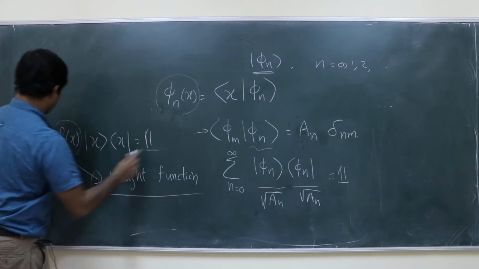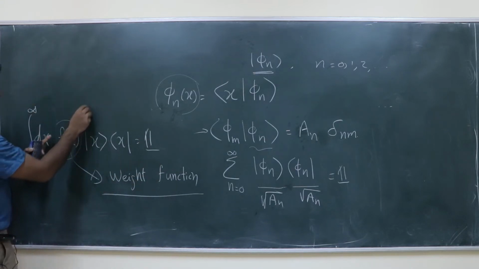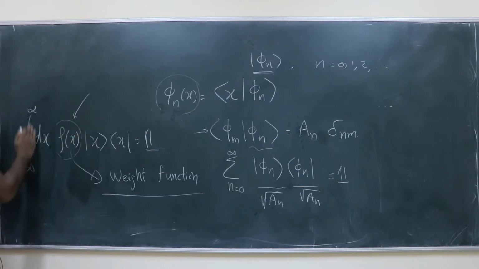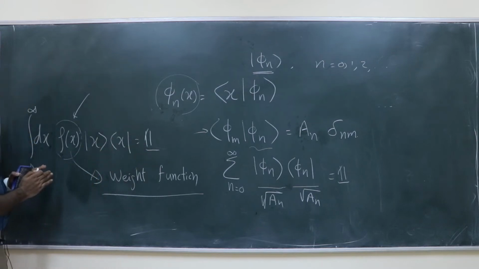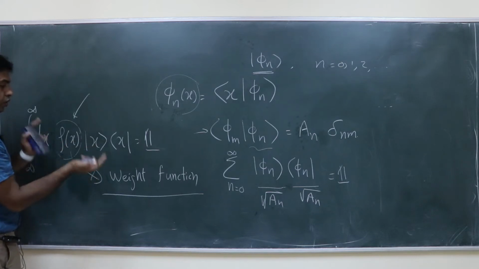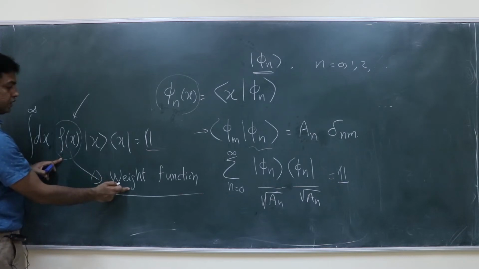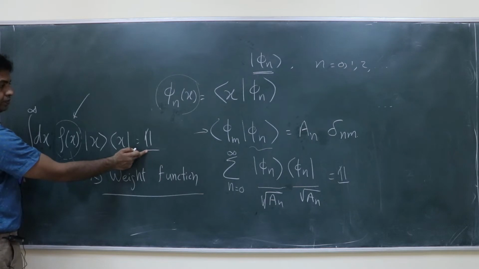So dx, I forgot to write that. You remember earlier we did not have this rho of x in the expression. We had integral from minus infinity to infinity dx ket x bra x is equal to identity operator. That was the completeness relation for the eigenspace ket x. Now you are looking at a space where a weight function is introduced. Okay, so this quantity is equal to identity operator.